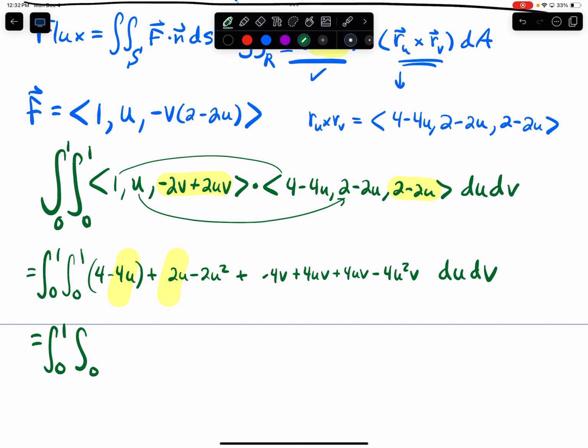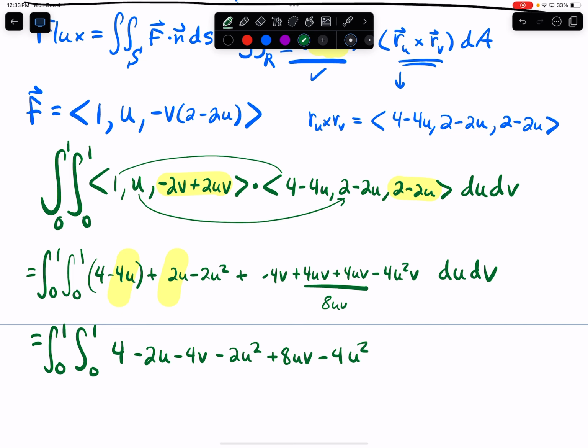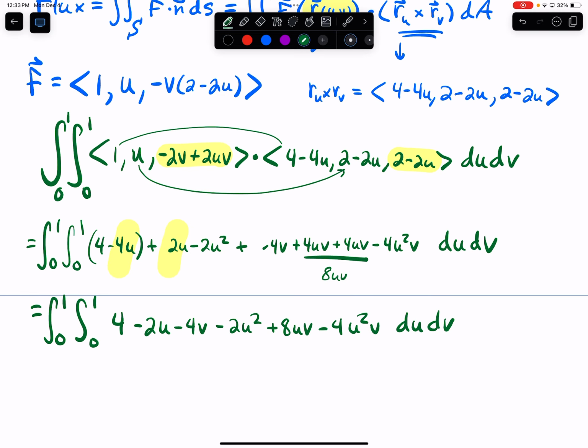Yeah, you can combine the first two parts. Oh crap, no, we can combine this. That's 8, right? I think that's it. Son of a gun. 4 minus 2u minus 4v minus 2u squared plus 8uv minus 4u squared v du dv. Okay, so yeah, not exactly the best.